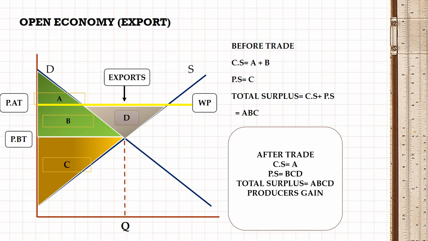But we cannot decide on this basis whether this is a good decision or bad, because with every decision we make, some party loses and some party gains. But overall gains should be higher than the losses. Then we can say it's a good decision. So for that, we have to compare total surplus. Total surplus before trade is ABC, whereas total surplus after trade is A, B, C, and D. Now you would say where this D came from. D are the specific gains from exports.